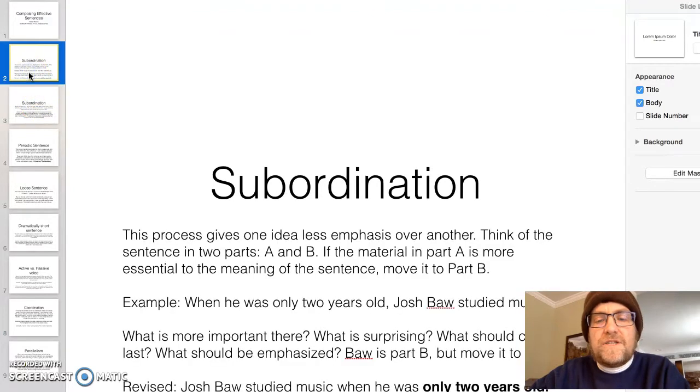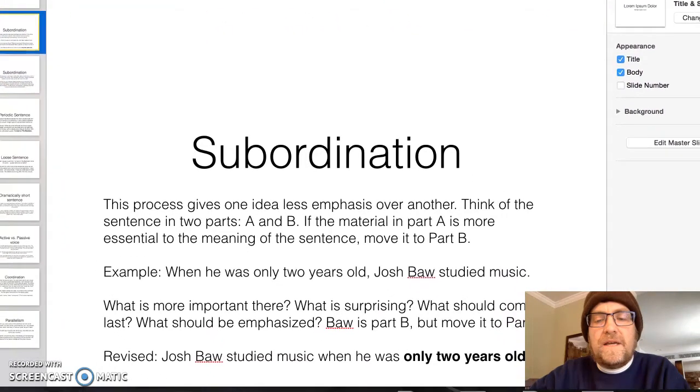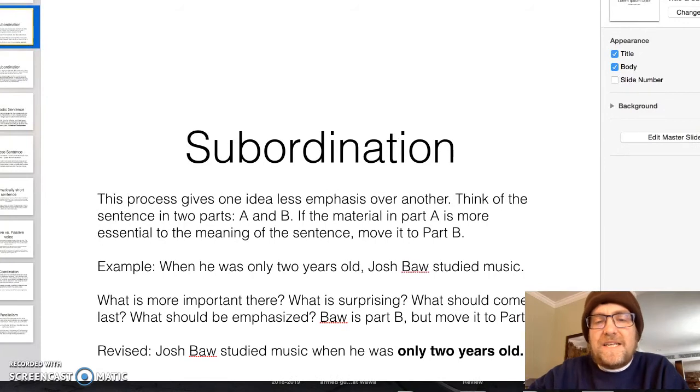All right, number 1, subordination. You might have heard me talk about this. This process gives one idea less emphasis over another. Think of it as a 2-part sentence. You have an A and you have a B. If the material in part A is more essential to the meaning of the sentence, move it to part B.